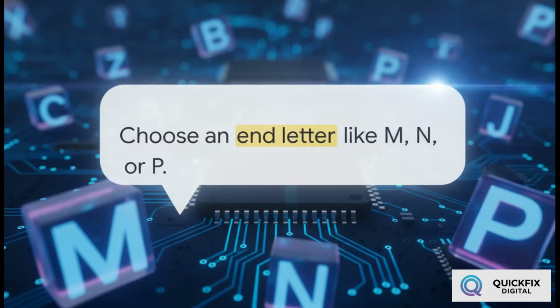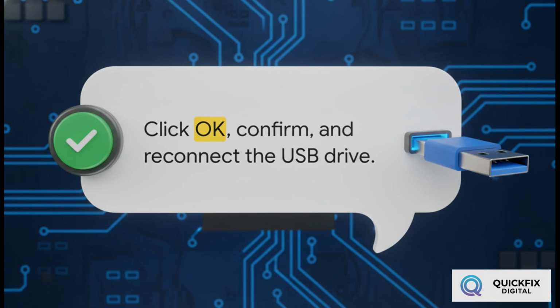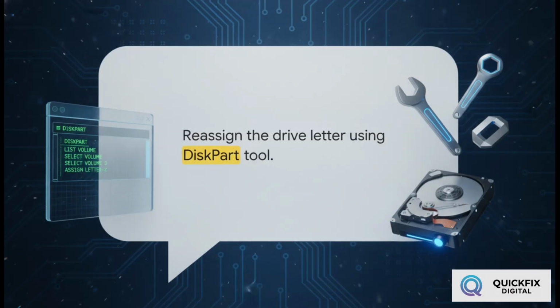Here's the trick. Pick a late alphabet letter like M, N, or P to avoid future conflicts. Click OK to confirm. Now, reconnect your USB to check if that new letter stays put. If that didn't stick, don't worry. Fix 2 uses the DiskPart command line tool.